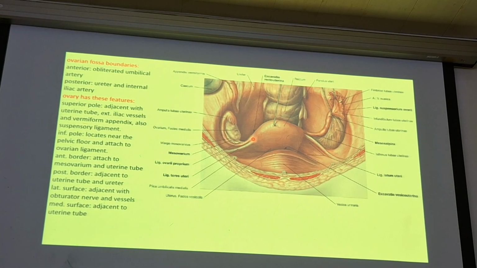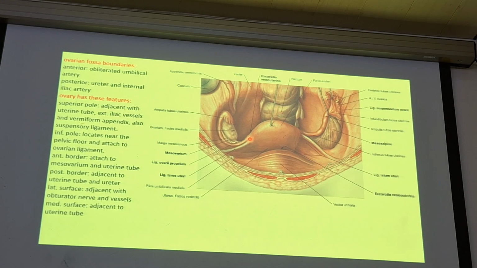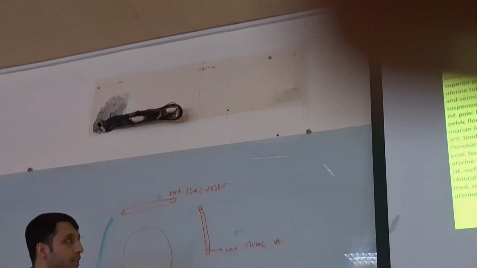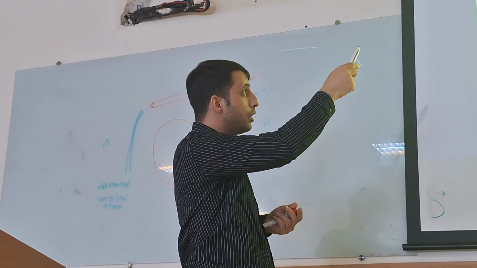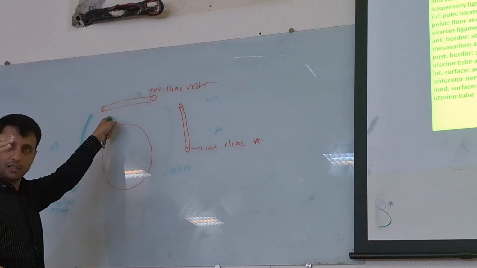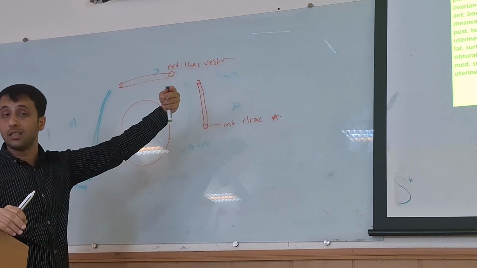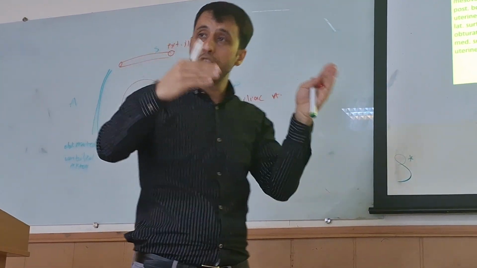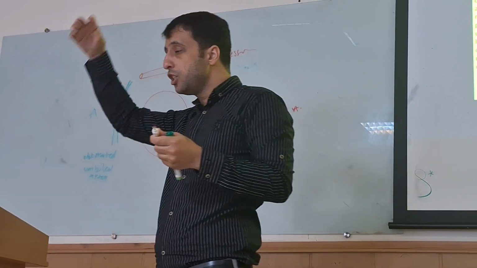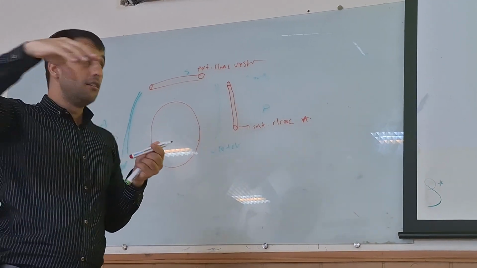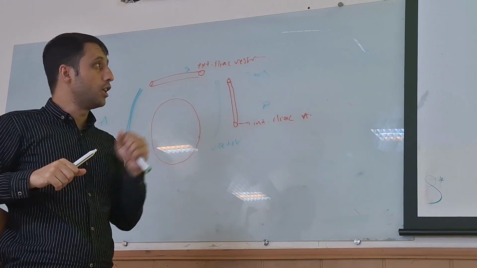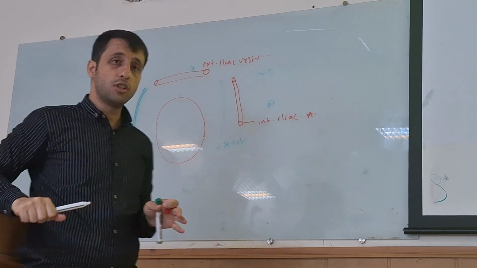What are the adjacents of the ovary? The first is the upper pole or superior pole. Look at here, the upper pole is adjacent to the external iliac vessels. Also, on the right side, if the vermiform appendix is positioned in the pelvis, it is the upper adjacent of the ovary on the right side.